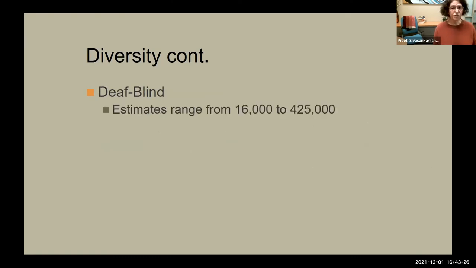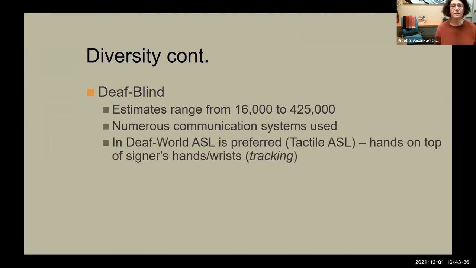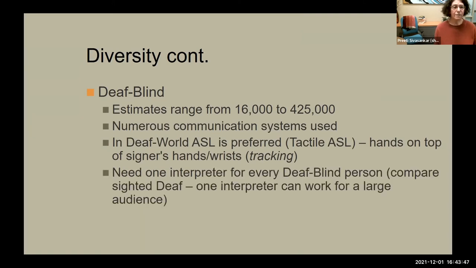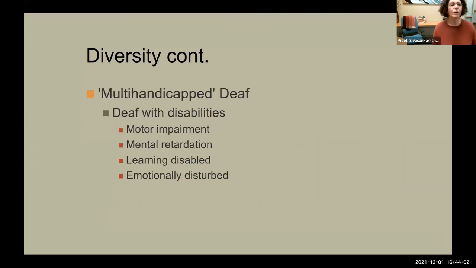The estimates range from 16,000 to 425,000. These are old numbers. I don't know what today's estimates would look like. Numerous communication systems are used. In Deaf World, ASL is preferred. That would be tactile ASL, the hands on top of the signer's wrists and hands. But there's a difference here too. You need one interpreter for every deafblind person. Compare with sighted deaf, where one interpreter can work for a large audience, as we currently have, thank you, Spencer. It would not be that way for deafblind.